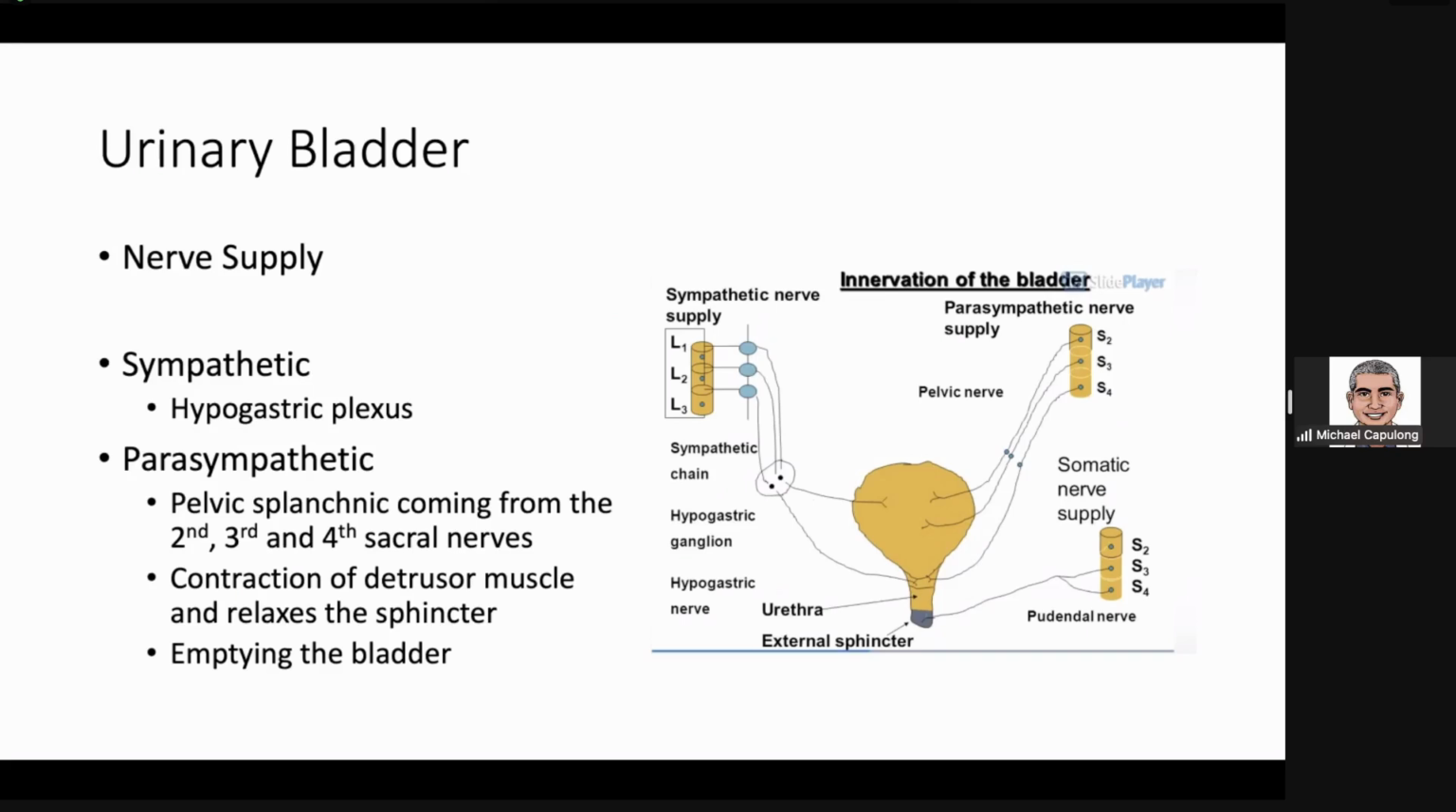Nerve innervation to the bladder is via the hypogastric plexus, which gives sympathetic innervation, whereas the second, third, and fourth sacral nerves give parasympathetic innervation. Parasympathetic innervation causes contraction of the detrusor muscles, thereby emptying the bladder. And these nerve innervations are responsible for also initiating the micturition reflex.